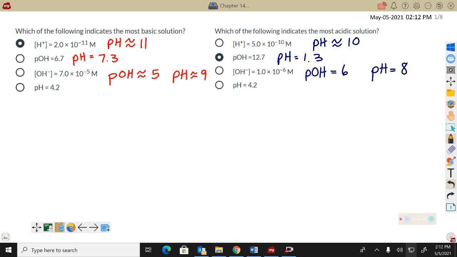Kind of similar in the second version, I wanted the most acidic, and I changed them all to pH, but then I was looking for the lowest pH. So the first one, I would have a pH of about 10. In the second choice, I subtracted from 14 to get a pH of about 1.3. And then kind of similar with the third option, the pOH would be 6, so the pH is 8. So the most acidic should be the pH of about 1.3.